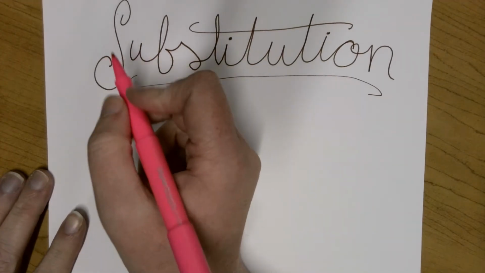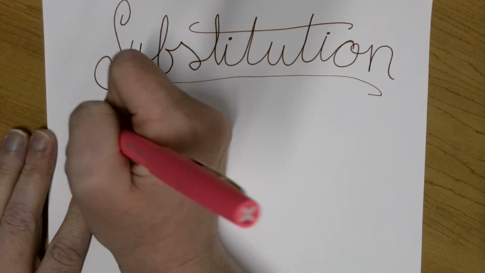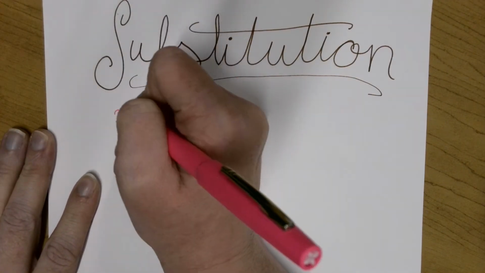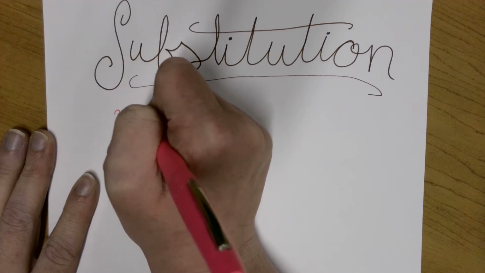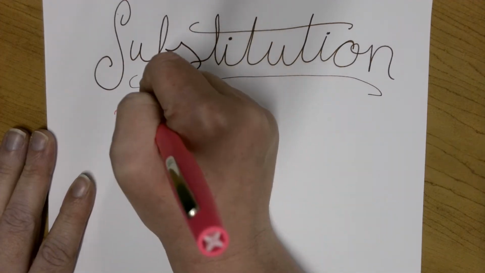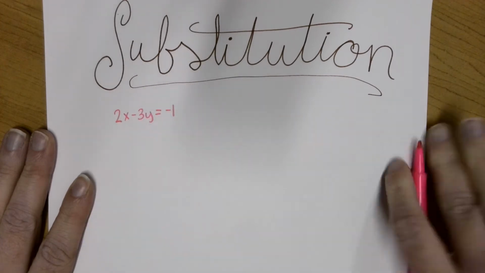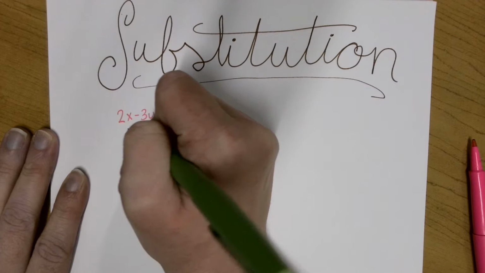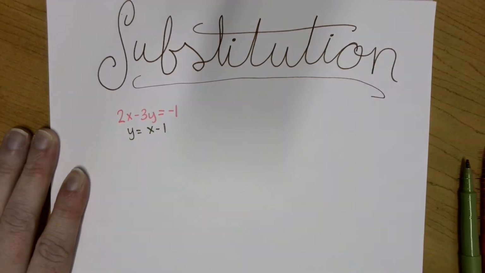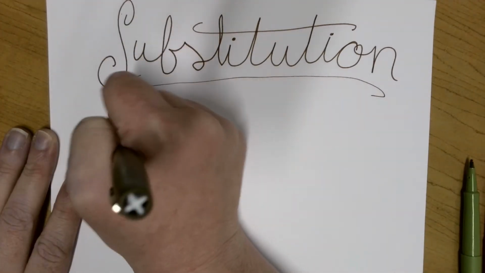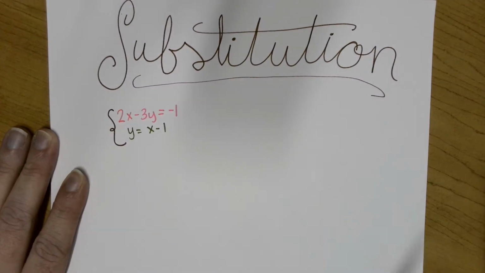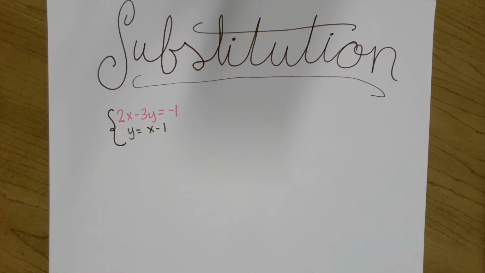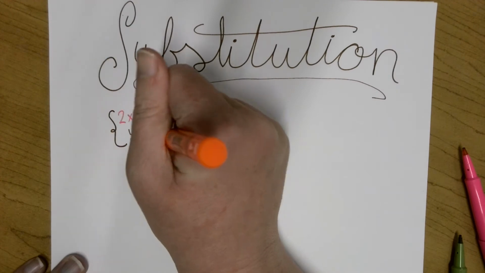So the first one we're going to do is we'll have this system. We'll have 2x minus 3y equals -1. And we'll have y equals x minus 1. And that's our system. Okay, so if I look at this, I know what y is equal to. Y is equal to x minus 1.